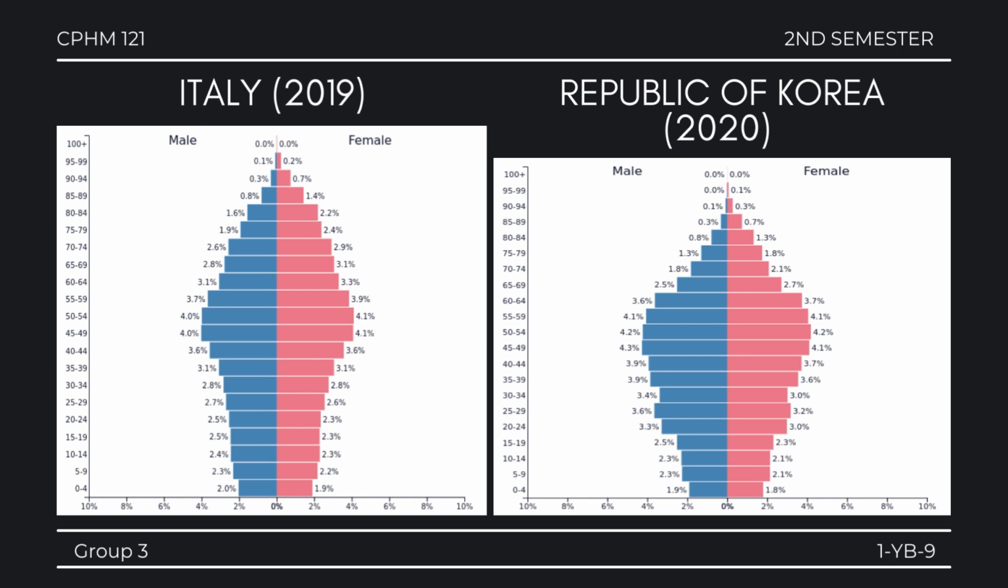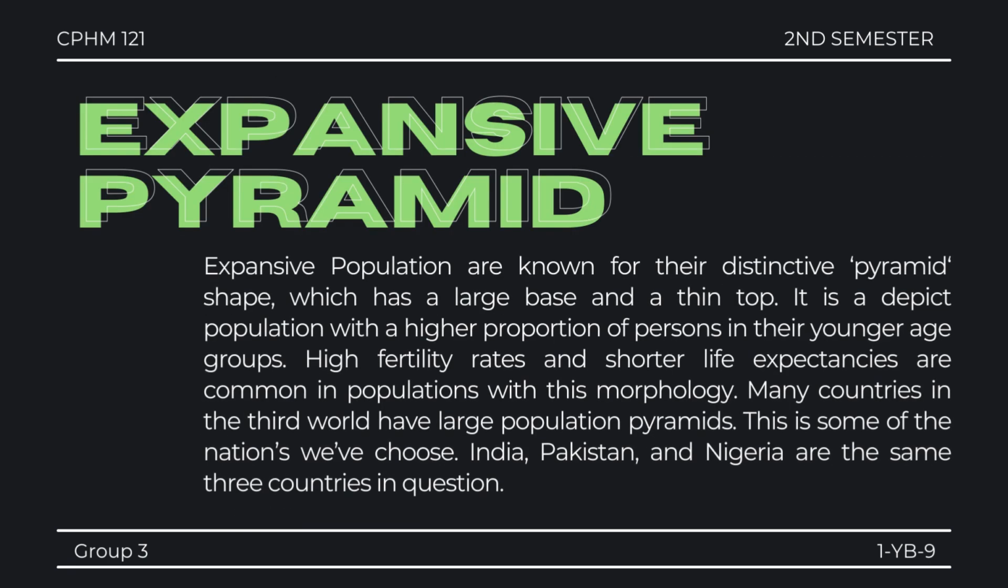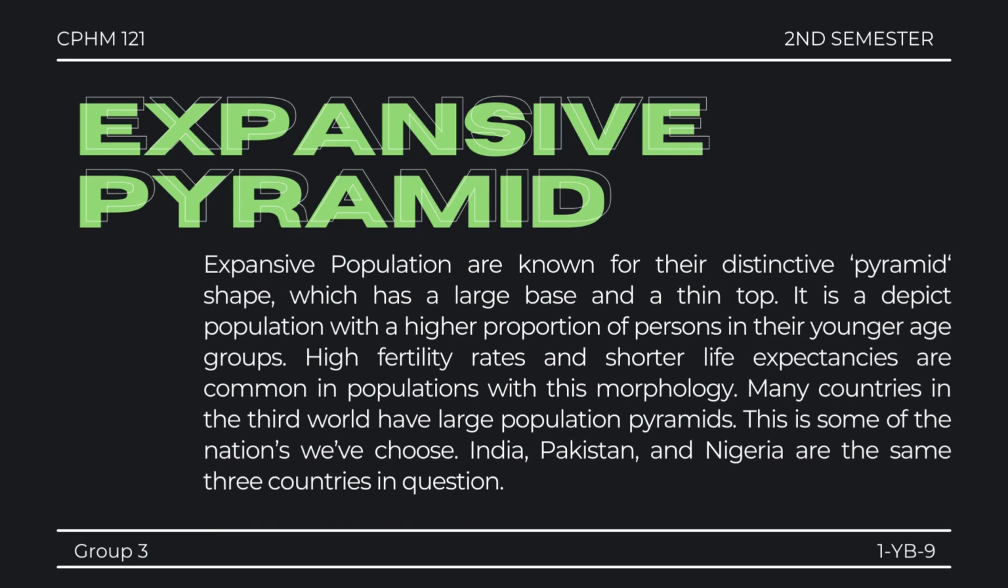Next, we have the expansive pyramid. Expansive populations are known for their distinctive pyramid shape, which has a large base and a thin top. It depicts a population with a higher proportion of persons in their younger age groups. High fertility rates and shorter life expectancies are common in populations with this morphology. Many countries in the third world have such population pyramids.